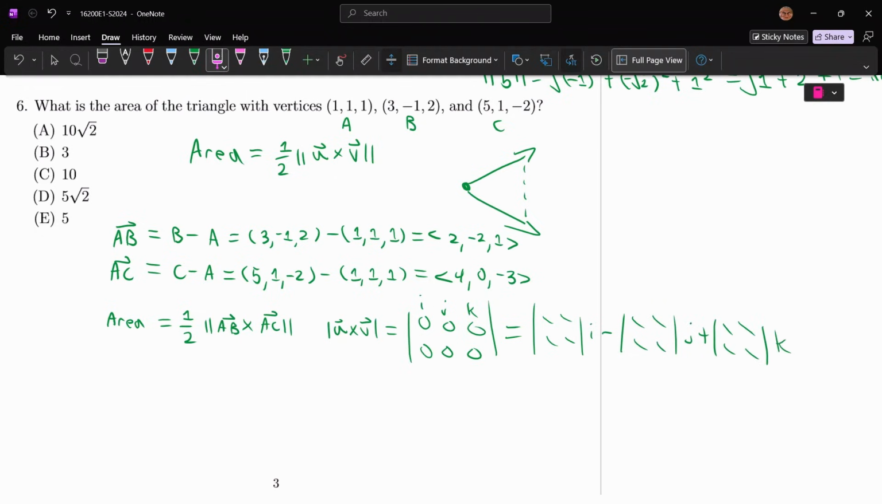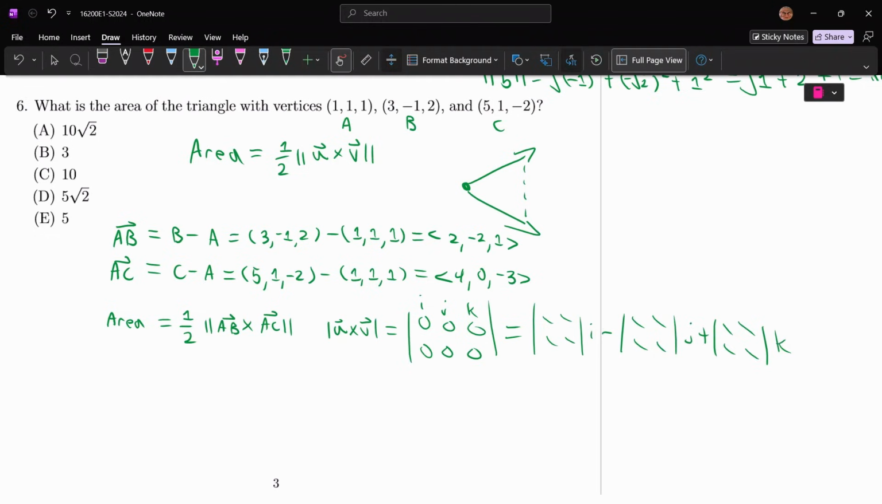And then when you take the determinant of these 3 things, you'll end up with 3 scalars, and then that's going to be used to generate your new vector from your cross product. Because recall that a cross product, unlike a dot product, is going to give you a vector instead of a scalar. And that's also why we have to take the magnitude of it to turn it into a scalar, since an area is a scalar.